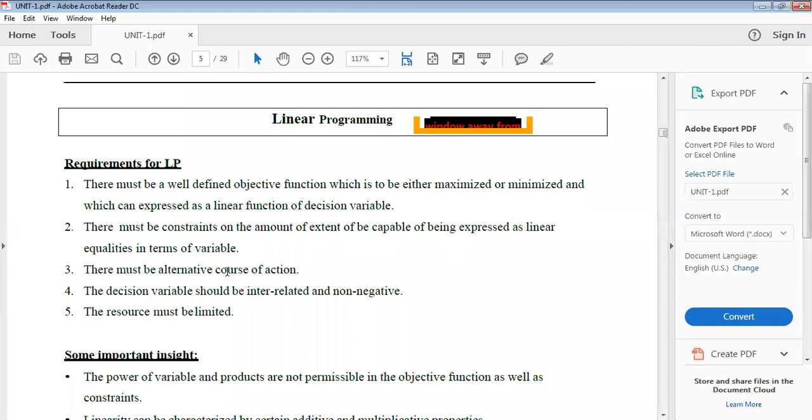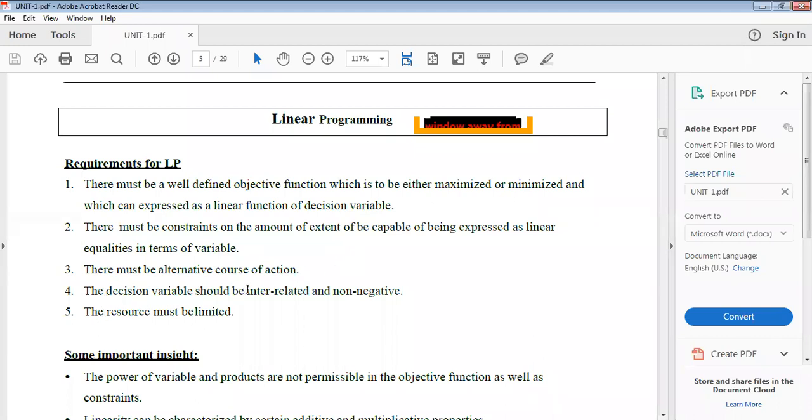So there must be alternative courses of action. Sometimes there will be an optimum solution, but sometimes the solution may not be feasible. Sometimes you cannot get a solution, an infeasible solution. In such a case, you have to find out what is the alternative course of action if there is an infeasible solution. So that is very important.